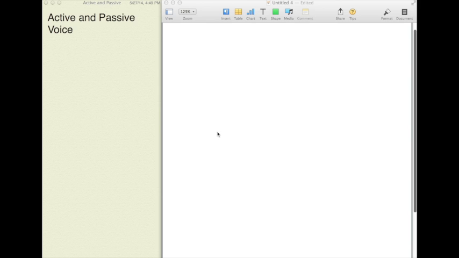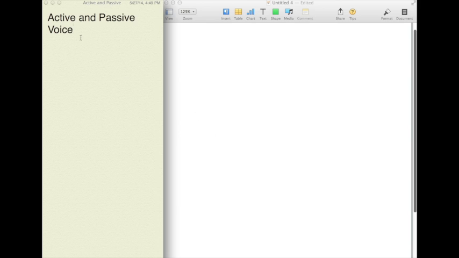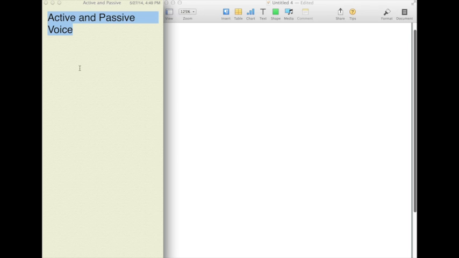Okay, so today we're going to talk about active and passive voice. Maybe you've heard of active and passive voice, but today we're going to go over it and talk about it in some detail so that you can really understand why we use each one, and how to use it. Usually, when we speak and when we write, we use active voice, but sometimes we need to use passive voice.